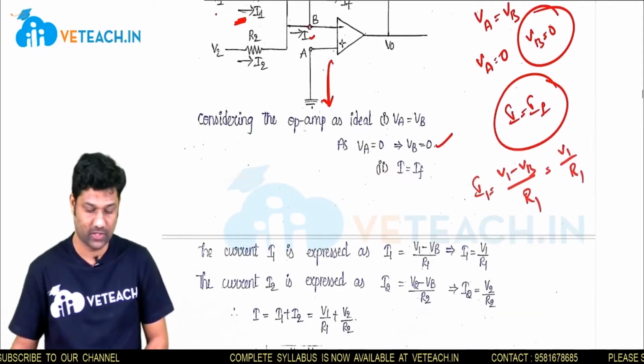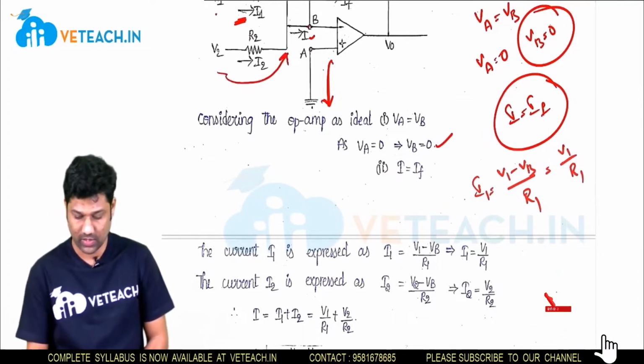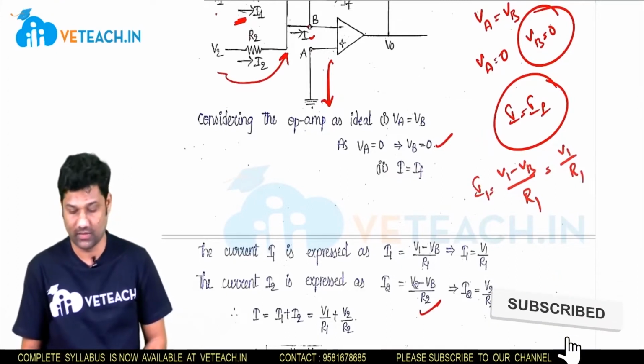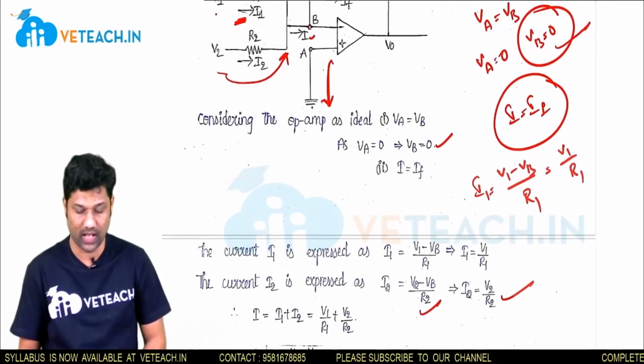In the same way, write down the expression of I2. I2 is a current starting from V2 and ending at VB. So I2 is equal to (V2 minus VB) by R2. But what is the value of VB? VB value is 0. As VB value is 0, we can write I2 equal to V2 by R2.